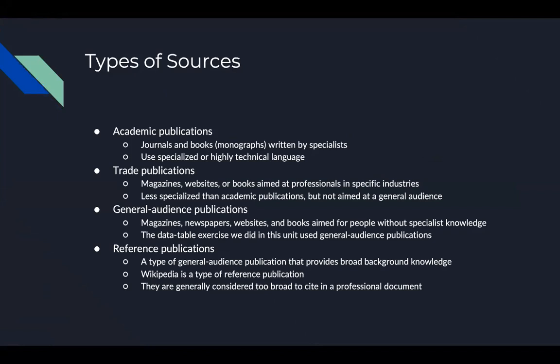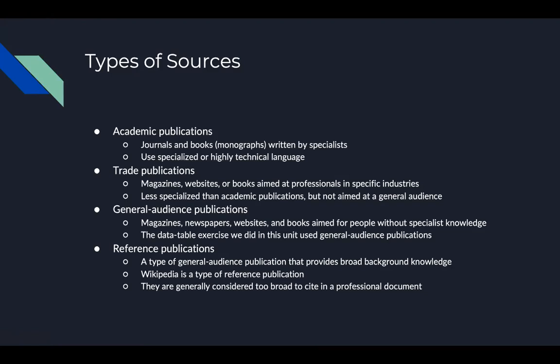A trade publication is less specialized than an academic publication, but again, it's not aimed at a general audience. You're more likely to be a professional or a really skilled amateur. These aren't things that are just impulse buys in the checkout aisle at HEB. General audience publications are frequently things that are in the impulse buy checkout aisle at HEB.